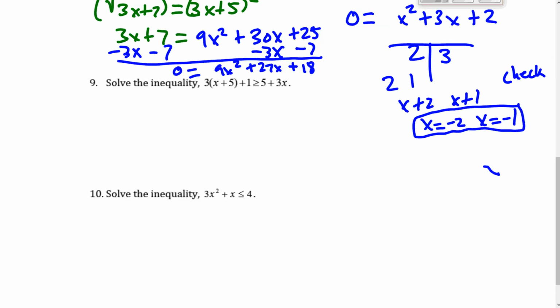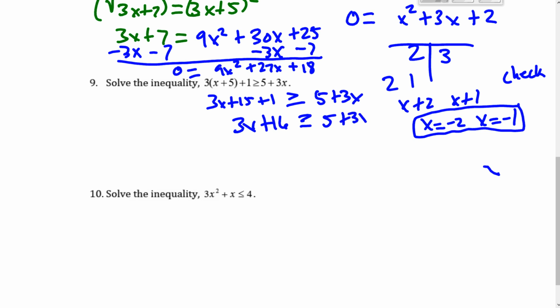Okay, solving the inequality. You can treat the inequality just like an equal sign, and then you can just test your answer on a number line and see if it's true or not. So distribute, we get 3x plus 15 plus 1 is greater than or equal to 5 plus 3x. Notice that we have a 3x on both sides, so that's actually going to cancel out when I subtract them. So I get 16 is greater than 5.